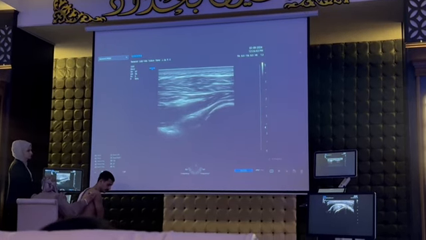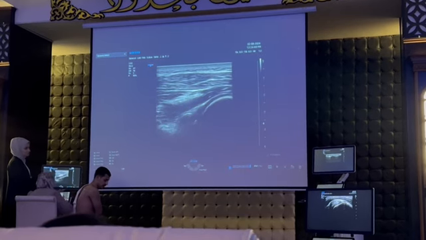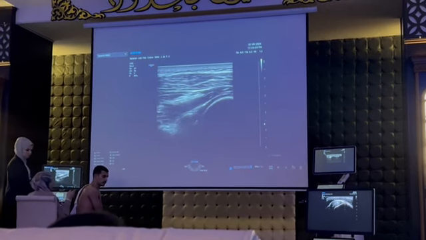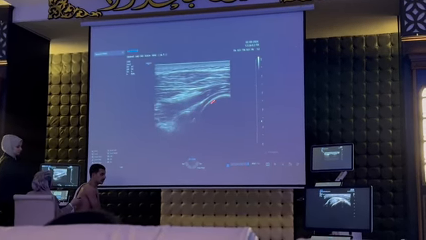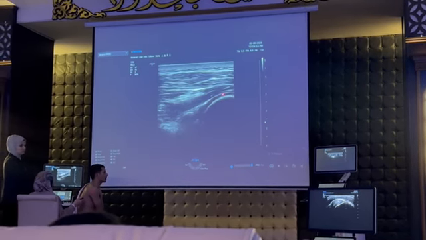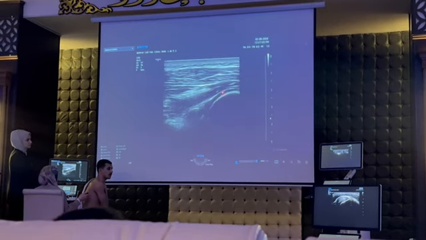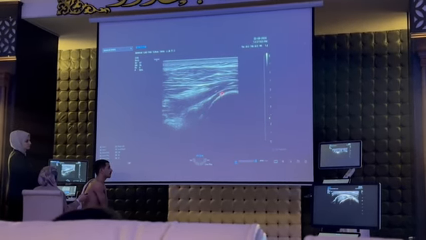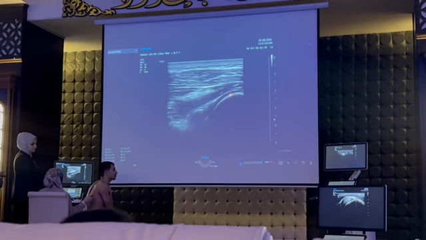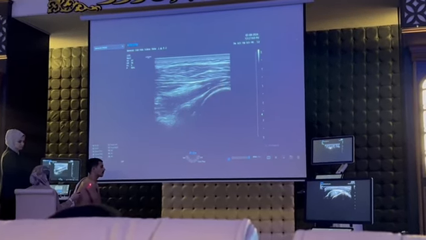Until you reach the glenoid. You see? This is the glenoid. Above it, the black line, this is the hyaline cartilage. It should be of good thickness, because if it is not, there are OA changes, it is degenerated cartilage. So this is the hyaline cartilage.